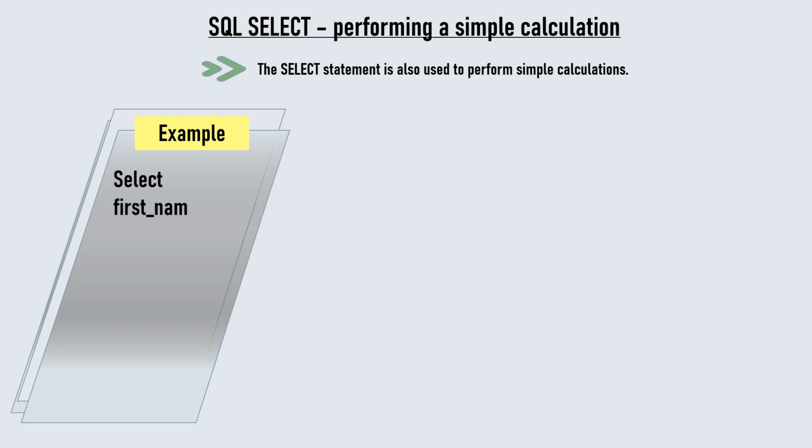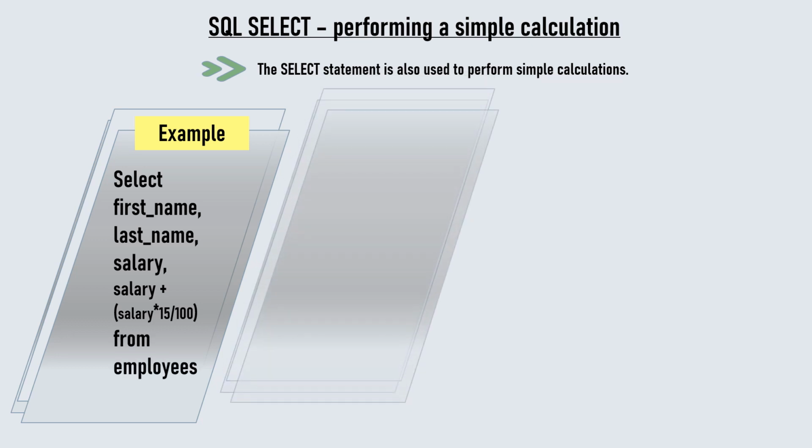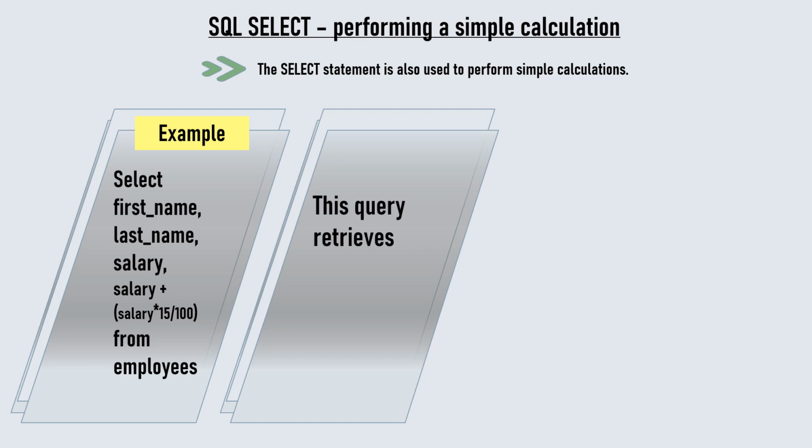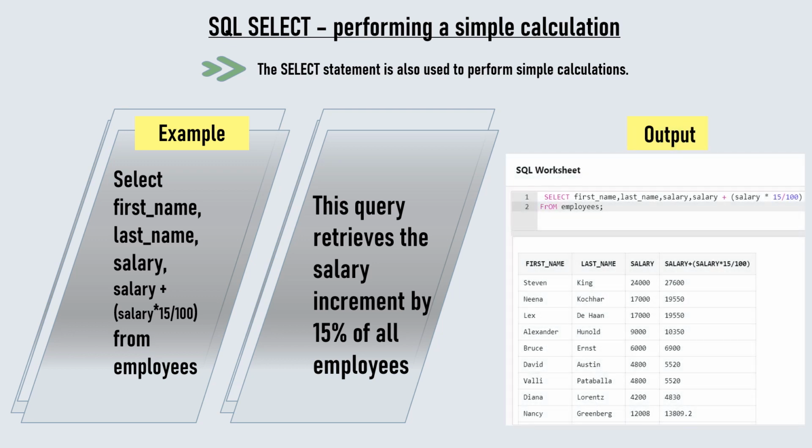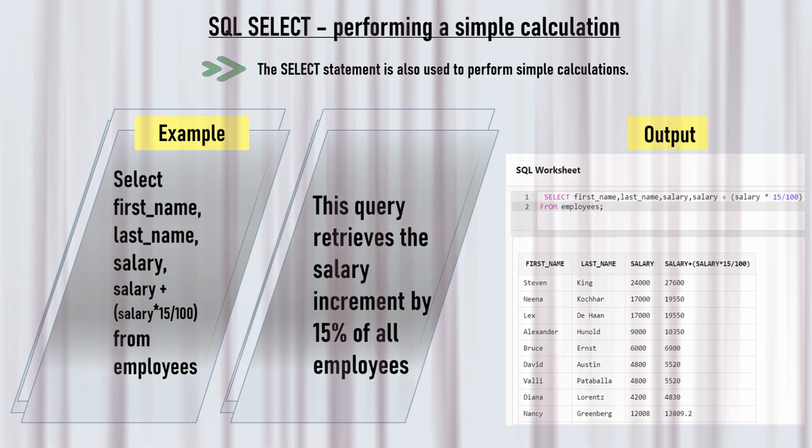Example: select first_name, last_name, salary, salary + salary * 15/100 from employees. This query retrieves the salary incremented by 15% for all employees. Output: the result set is displayed with a 15% increment in the salary values of employees.